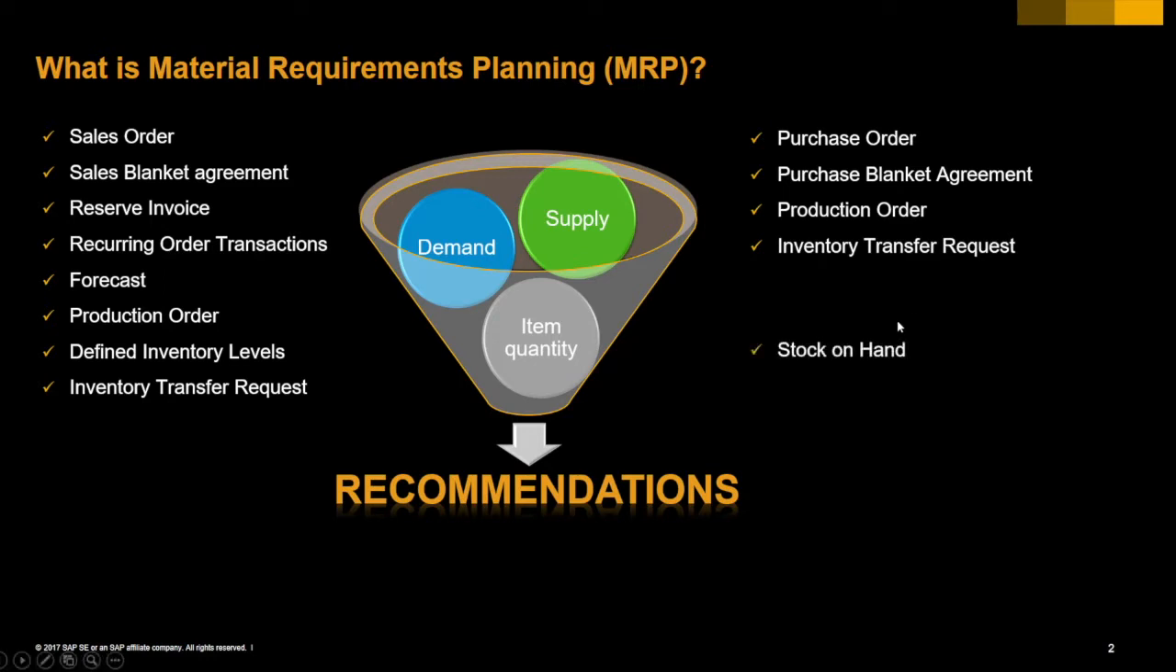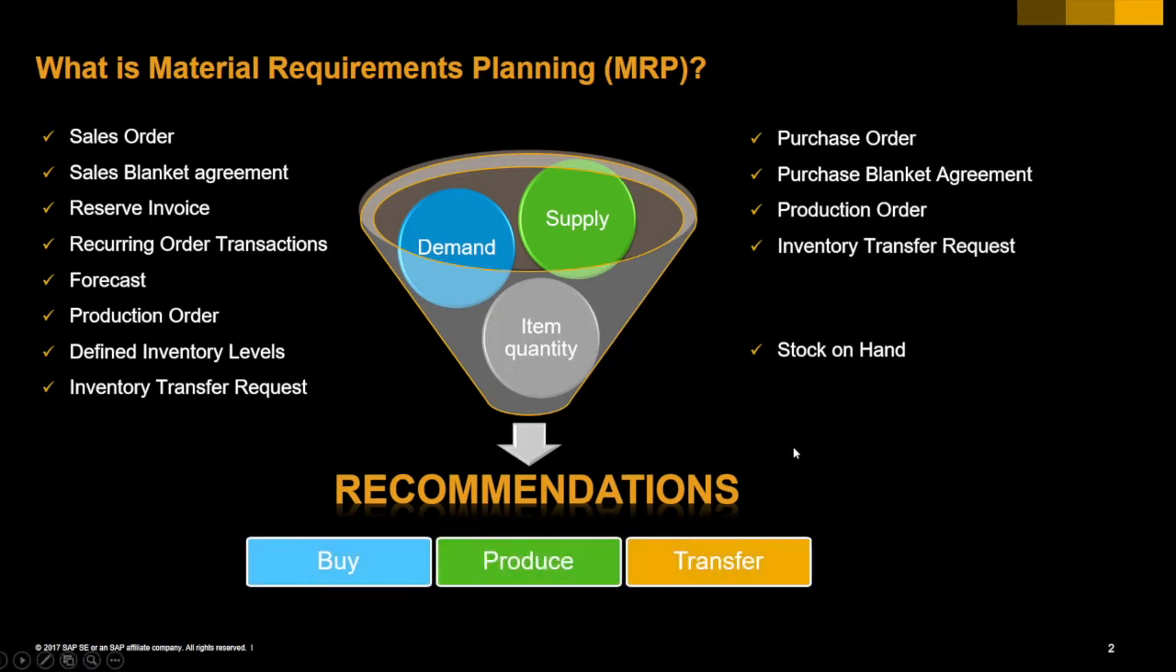The last factor is item quantity, and that is your existing stock position or stock on hand. MRP will look at that and then consider the supply and demand and then do the calculation and produce, as a result, a recommendation. Now, what is a recommendation? Well, a recommendation is either a buy document, which would be a purchase order, a produce document, which will be a production order, or a transfer.